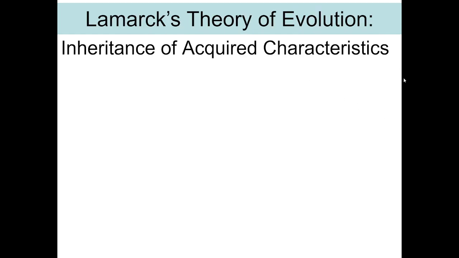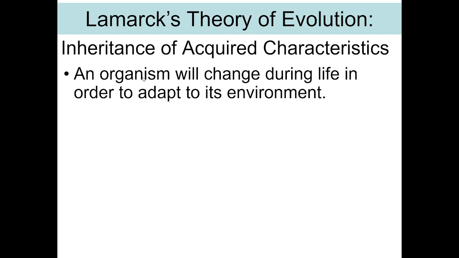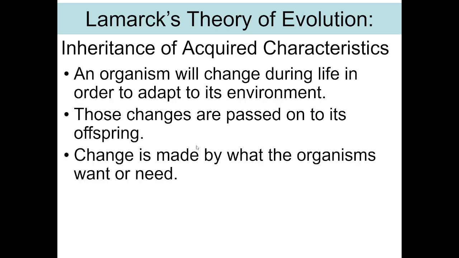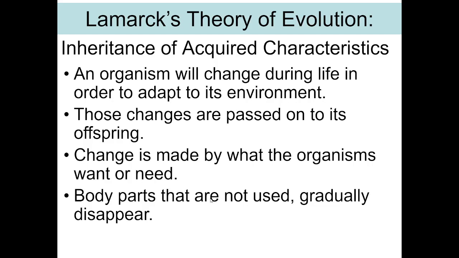Lamarck's theory of evolution: inheritance of acquired characteristics. An organism will change during life in order to adapt to its environment. Those changes are passed on to its offspring. Change is made by what the organisms want or need. Body parts that are not used gradually disappear.